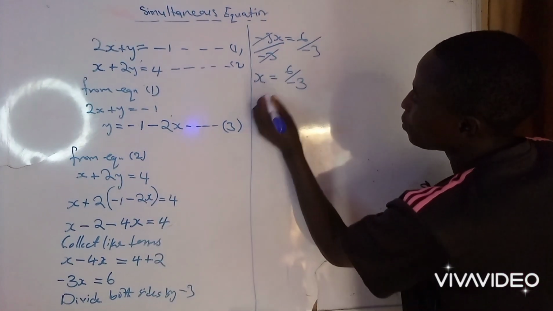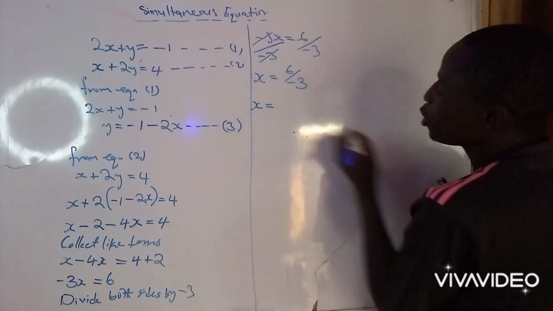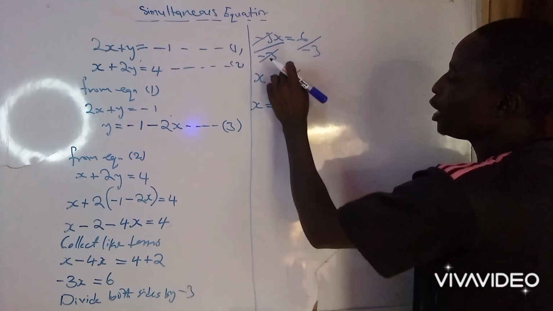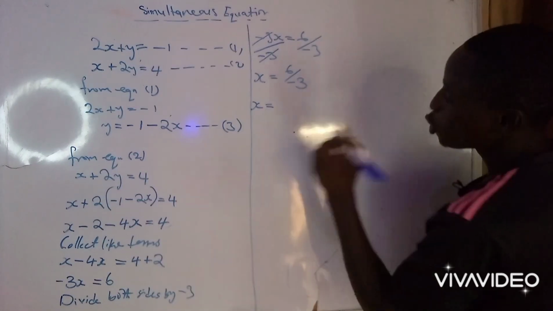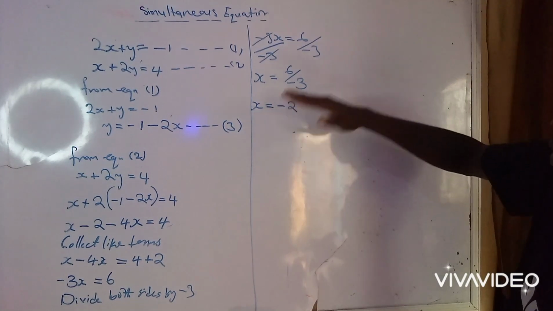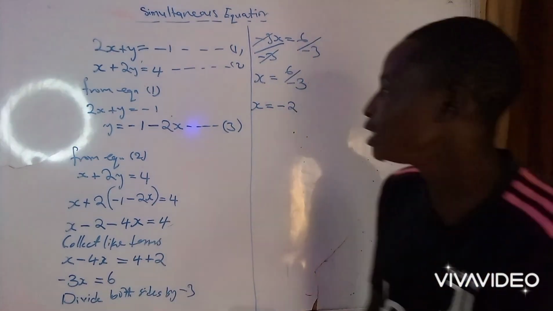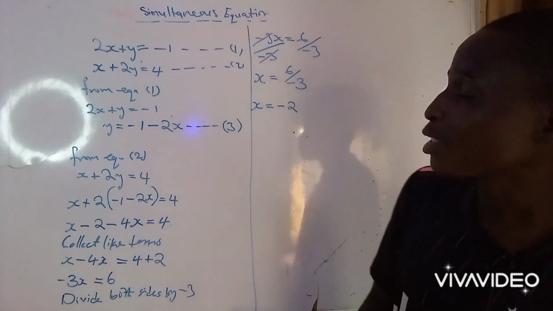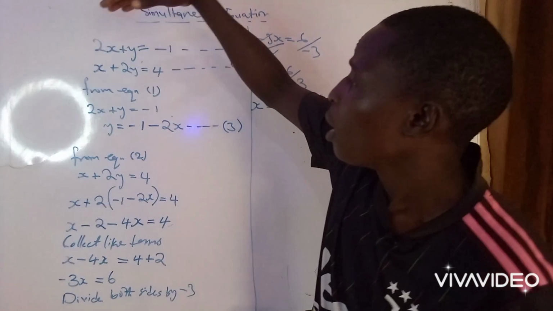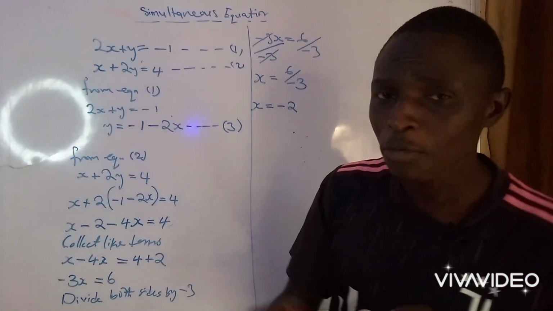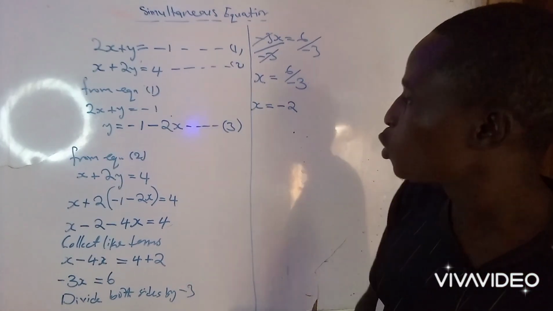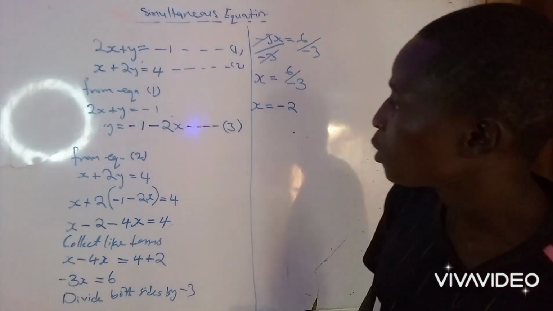Now, x is equal to 3 into 3, 1. 3 into 6, what? 2. Then minus 2. So we have succeeded in getting the value of x to be minus 2. But don't forget, our unknowns are 2. We have x and we have y. Now we have the value of x to be minus 2. How can we get the value of y?